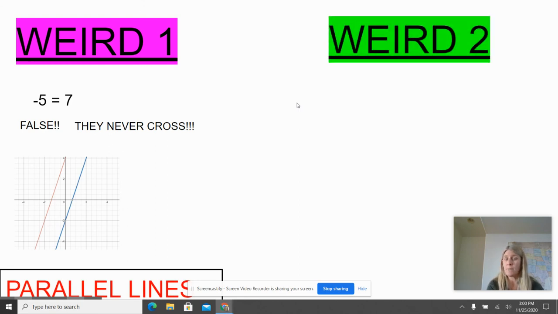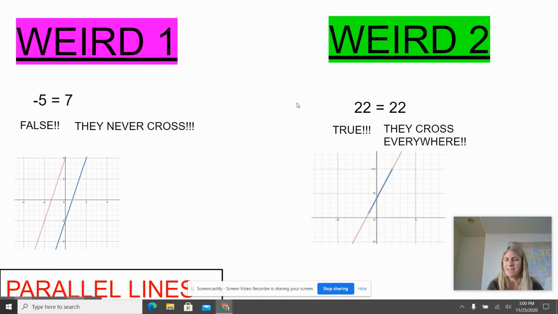However, sometimes your variables fall away and you get something like 22 is equal to 22, and you ask yourself, is that a true statement? And of course that is true. Now, if that is true, that means that they cross everywhere, and that's because they are the same exact line written in two different forms. So in this case, it is the same line.